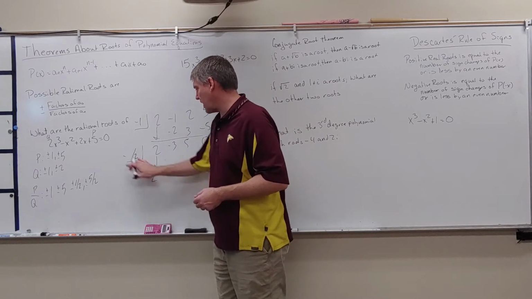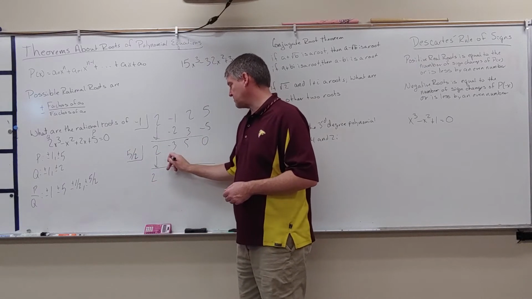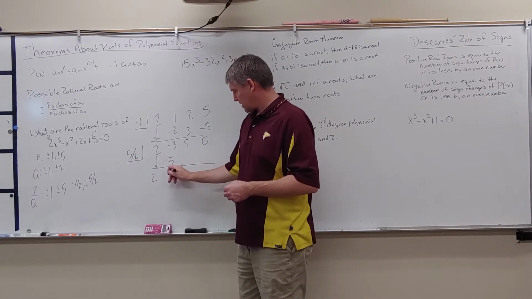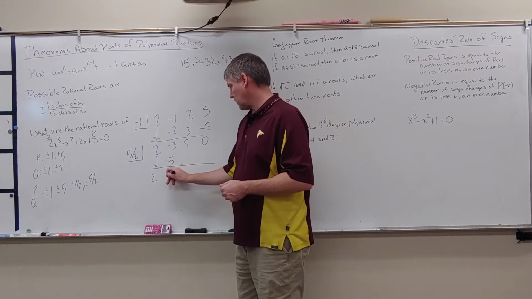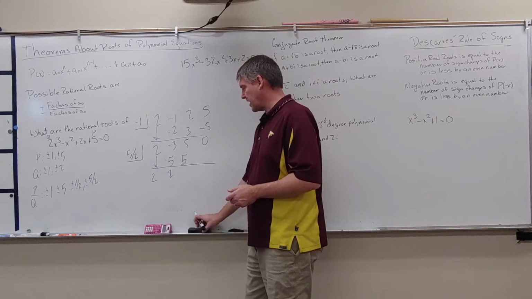So now we're going to try 5 halves. 5 halves times 2 is 5. This gives me 2. So this gives me 5 again. Oh, that's 10, doesn't work.